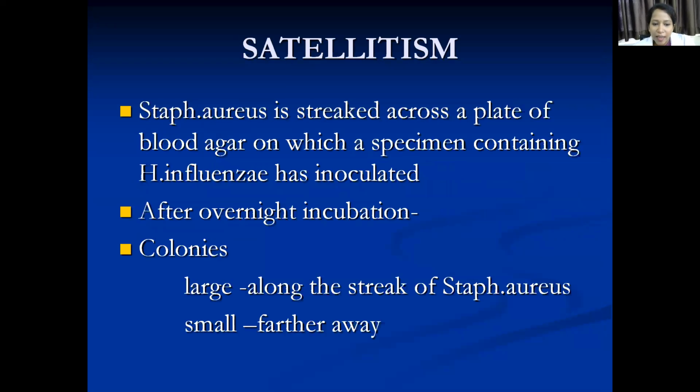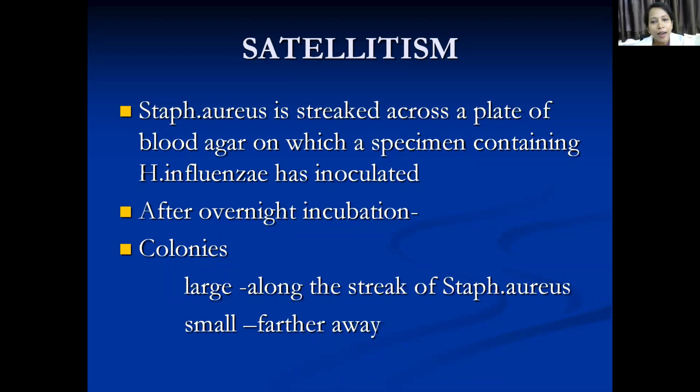Once again, what we have to do is take a blood agar plate and streak Haemophilus influenzae on it. Then make one streak of Staphylococcus aureus, which produces factor V, and incubate it. We will see larger colonies near the line of Staphylococcus aureus, and as we move outside, the colonies will be small and the appearance is like a satellite.